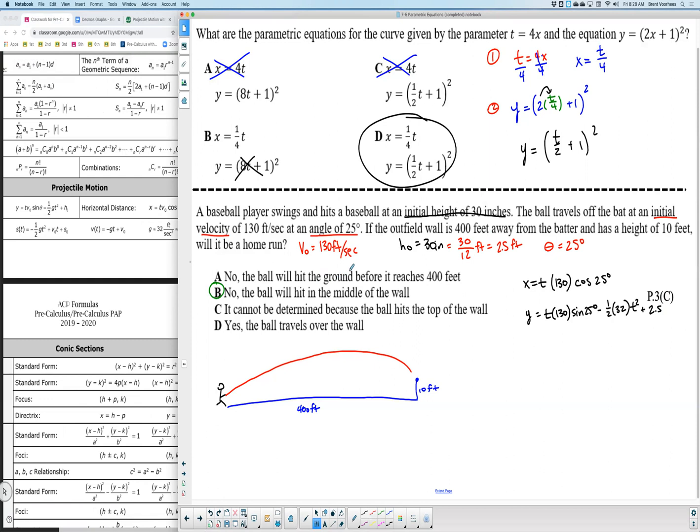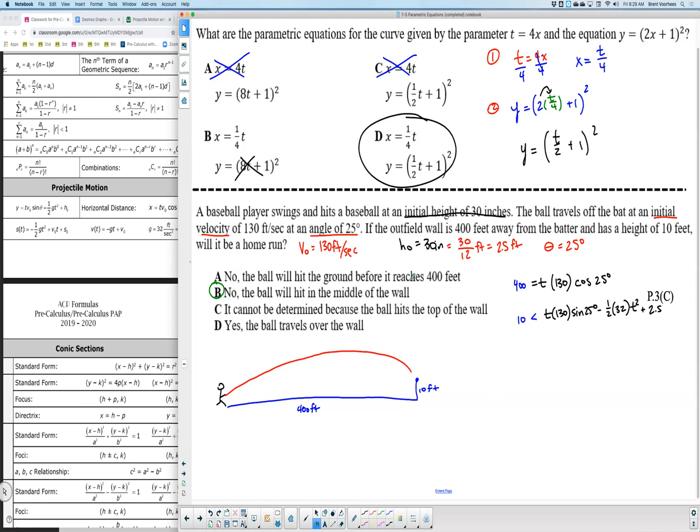Now, what they gave us is an x value for the fence that's 400 feet away, so I'm going to put a 400 here. And we're going to solve. We want to know, is this value over here going to be greater than or equal to 10? That's how you would solve this by algebra. You want to know if this value would be greater than 10, because if it is equal to 10, C would be the correct answer. If the height whenever this hits is equal to 10, it could not be determined.